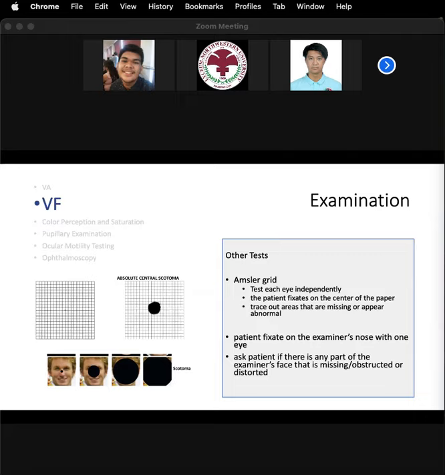Another method of testing is to have the patient fixate on the examiner's nose with one eye and ask the patient if there is any part of the examiner's face that is missing, obstructed, or distorted.